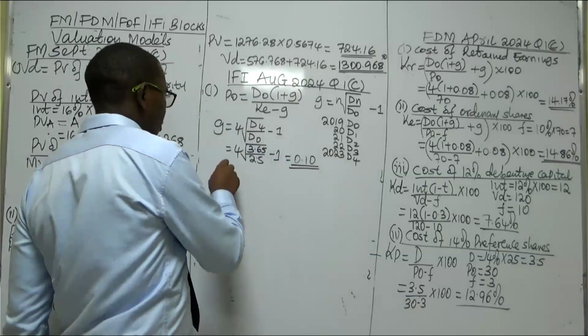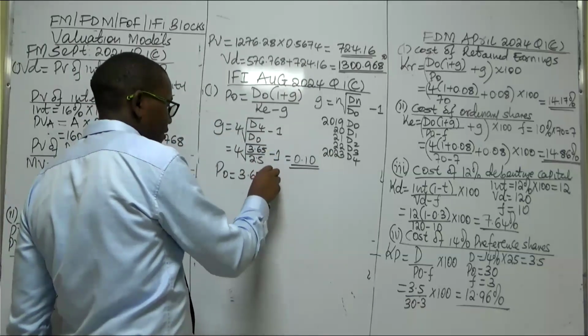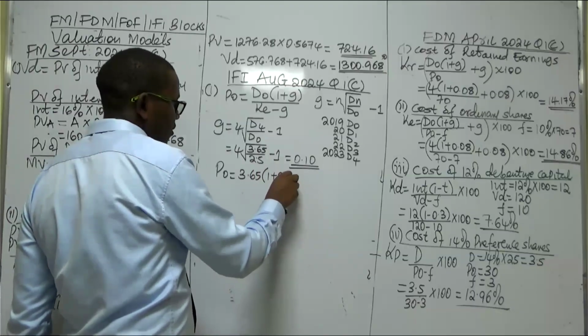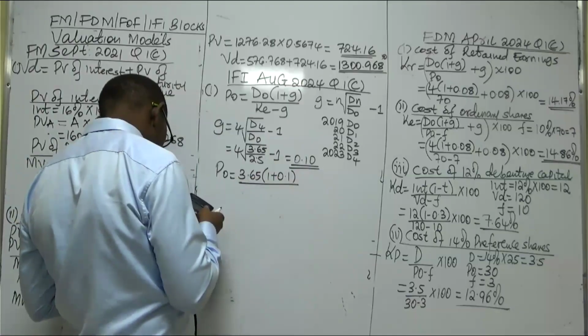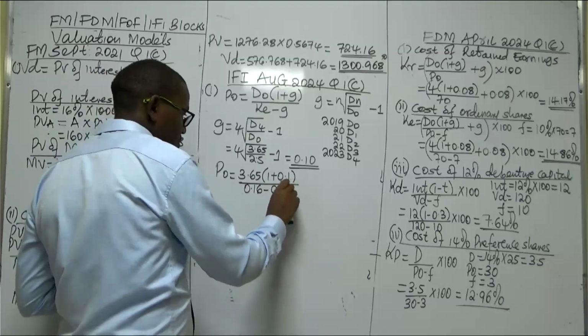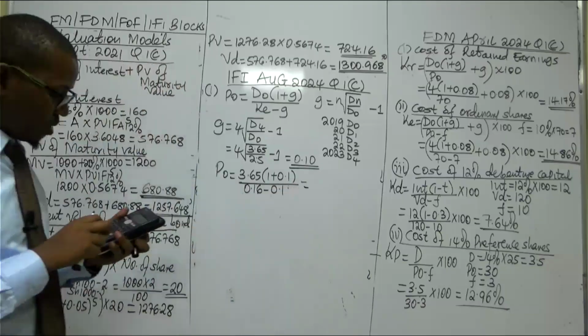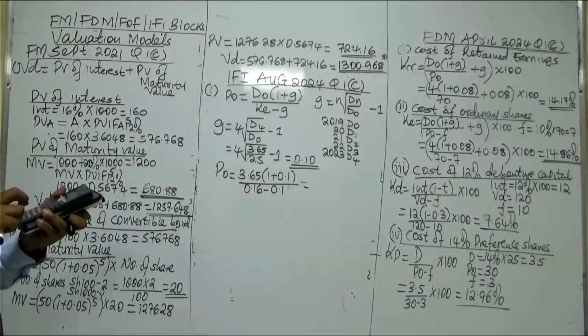Therefore, our P0, the last dividend was 3.65, multiplied by 1 plus the growth rate 0.1, over the cost of capital, which is the minimum required rate of return, 0.16, minus 0.10. So that will be how much?